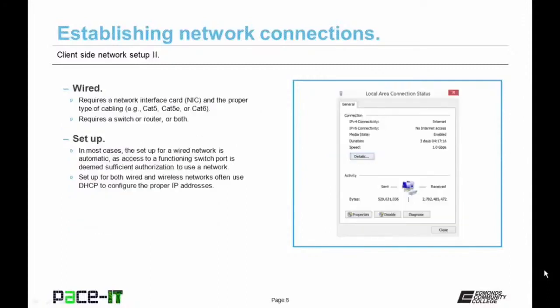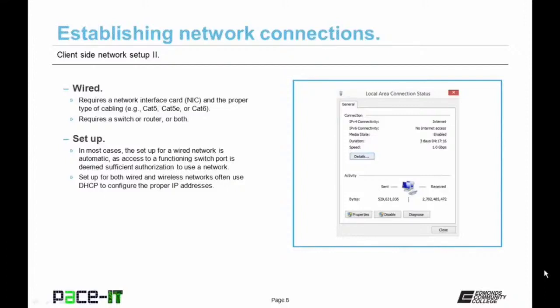Now, a wired connection requires a network interface card, a NIC. Actually, they all do. You also need the proper type of cabling. Cat5, Cat5e, is it Cat6, etc. You'll also need a way to connect to the network, which would be a hub at the minimum. It would be preferred that you use a switch or a router, or both.